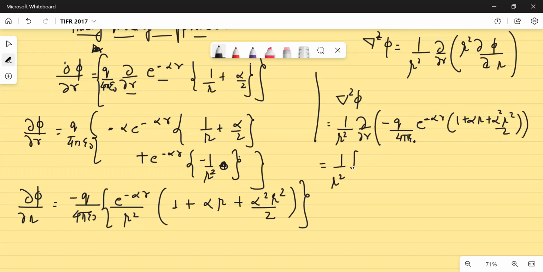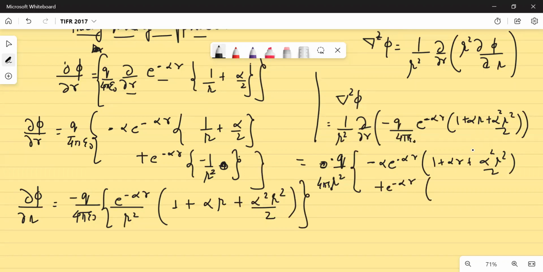You'll get 1 upon r square. And then you have minus, you just take this minus q upon 4 pi epsilon naught outside. Okay. And then you have this minus alpha e to the power minus alpha r, and you have 1 plus alpha r plus alpha square r square upon 2. And then again, you keep this as a constant, e to the power minus alpha r, and then you take the derivative of this. This will be alpha. This will be alpha square r, if I'm not wrong. Okay.